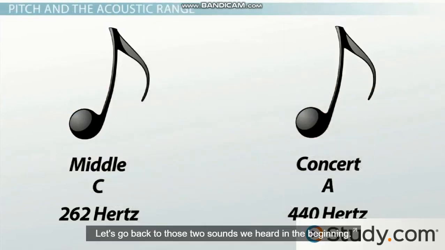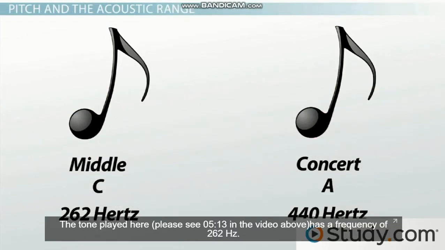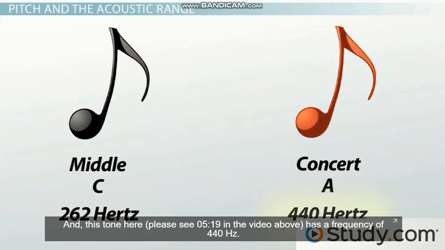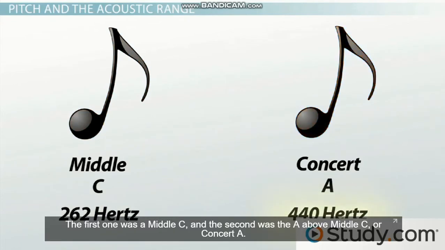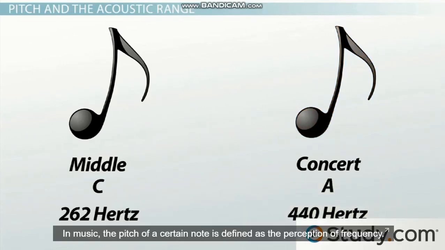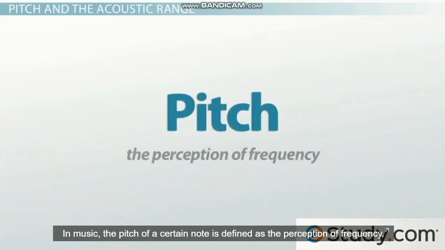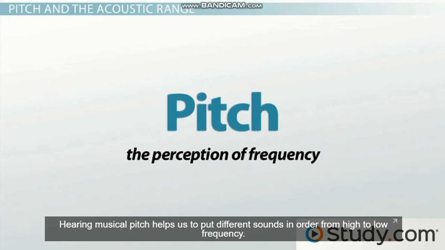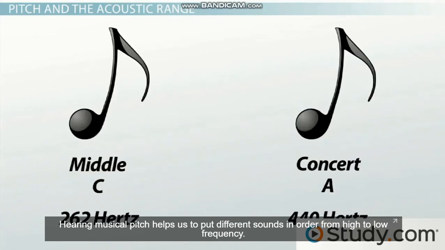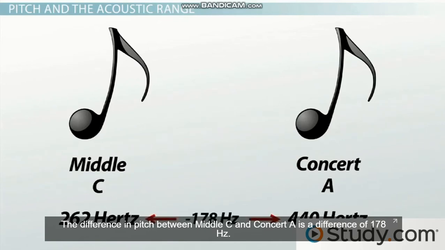Let's go back to those two sounds we heard in the beginning. The tone played here has a frequency of 262 Hz, and this tone here has a frequency of 440 Hz. The first one was middle C, and the second was the A above middle C, or concert A. In music, the pitch of a certain note is defined as the perception of frequency. Hearing musical pitch helps us to put different sounds in order from high to low frequency. High-pitched notes have a high frequency, while low-pitched notes have a low frequency. The difference in pitch between middle C and concert A is a difference of 178 Hz.